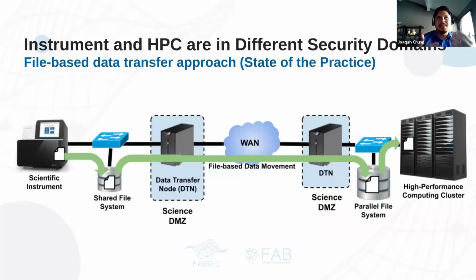So how do these instruments and these experiments work right now? Typically, you will have instruments and HPC in different security domains. And the state of the practice is that this is going to happen via file-based data transfers. So you will run your experiment, write your results into a shared file system, then use a data transfer node that is deployed at a Science DMZ to move this data over a wide area network into the data transfer node into a parallel file system at the HPC center. Then your computing nodes will read from this parallel file system, execute the analysis, and you will obtain your data, call it post-processing.